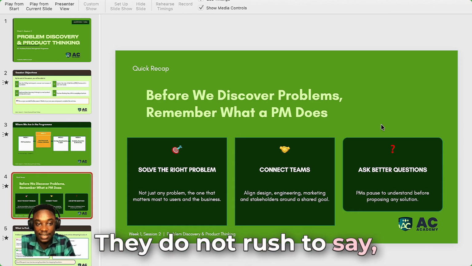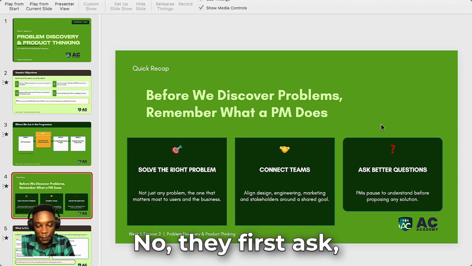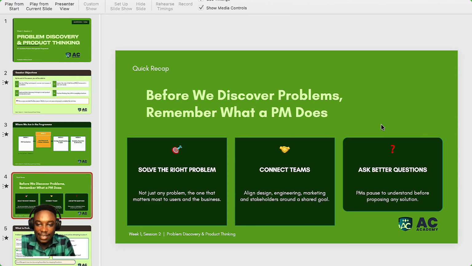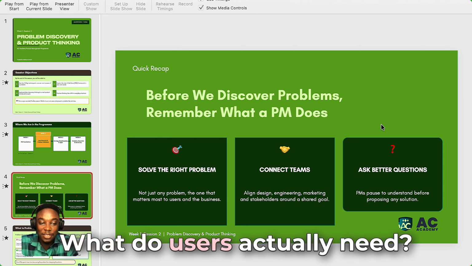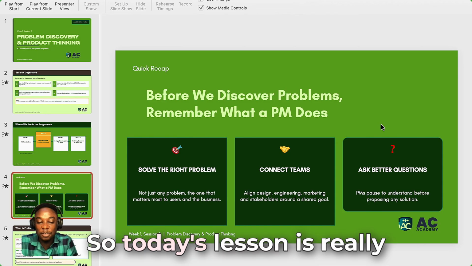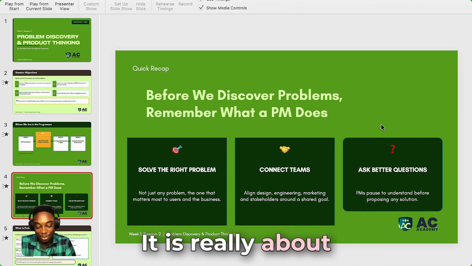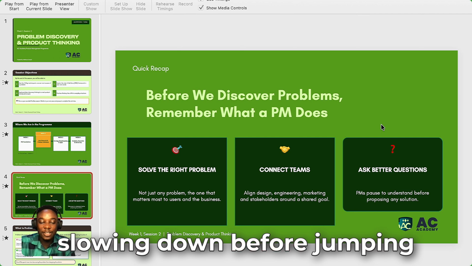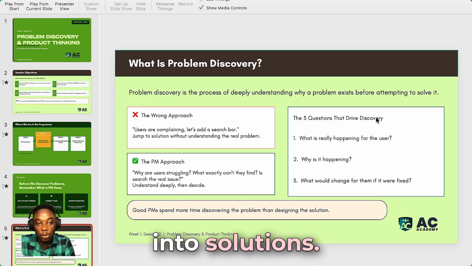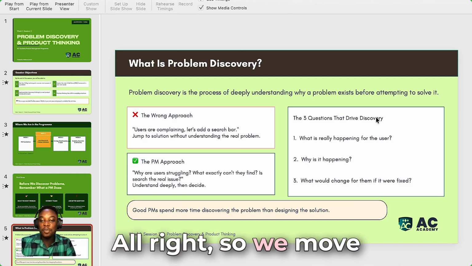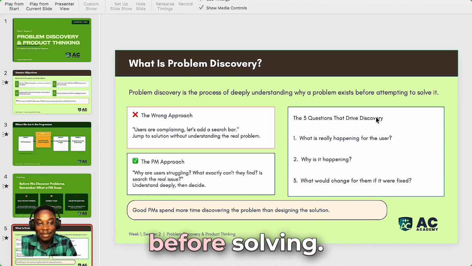They do not rush to say, let us build this. No. They first ask, why is this happening? What do users actually need? So today's lesson is really going to be interesting. It is really about slowing down before jumping into solutions. All right, so we move on to understanding before solving.